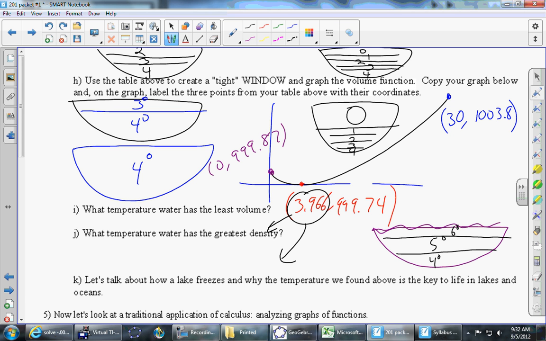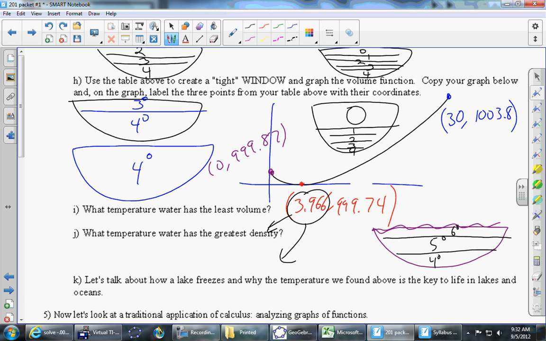But that 4-degree water being the most dense is what allows life to exist at the bottom of the lakes. So it makes it so that the fish don't end up being frozen from the bottom up to the top. And plant life and animal life get to live at the bottom of lakes and oceans because of this. Because that tiny, tiny dip, it seems so insignificant.